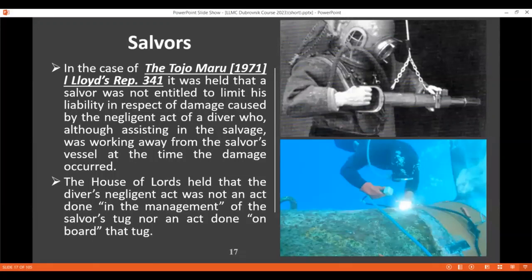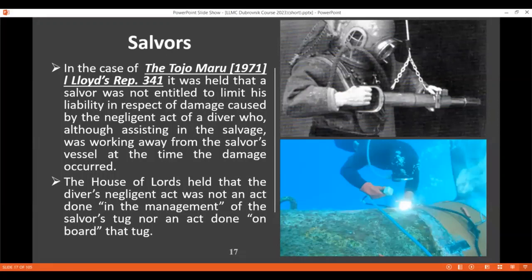Salvors in the earlier conventions were not covered. And one of the most important cases that led to this change was the Tojo Maru, where a diver was sent to put a bolt gun to seal the hull of a ship. But he was told to wait until the tanks were fully degassed. But he thought he didn't have to wait, fired the bolt gun, and it was a huge explosion, huge damage, etc.